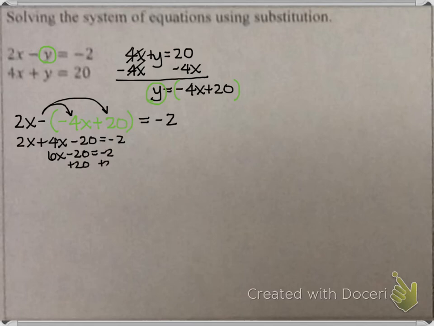And then let's solve for x. So I'll move my 20 to the other side. Those are going to cancel. That gives me 6x is equal to 18. If I divide by 6, I then get x is equal to 3.